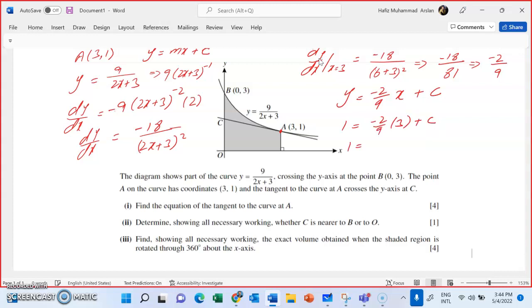It passes through A, so we can substitute the values of x and y. So 1 is equal to minus, so 3 times 3, so minus 2 by 3 plus c. So c is equal to 1 plus 2 by 3, which means c is equal to 5 by 3. So therefore the equation of the tangent will be y equals minus 2 by 9 x plus 5 by 3.